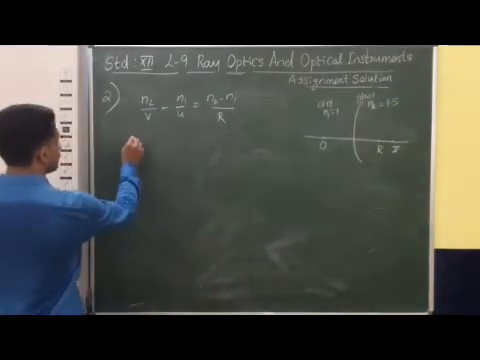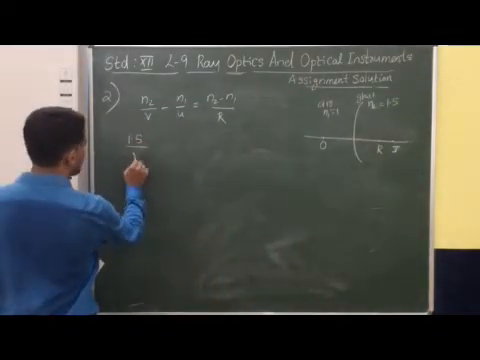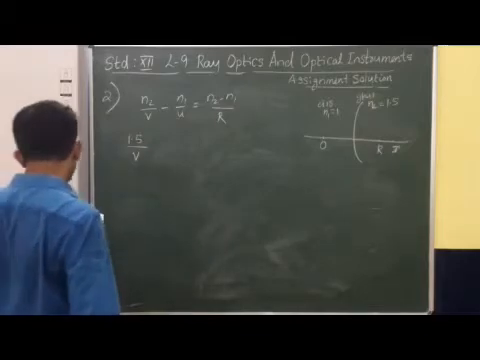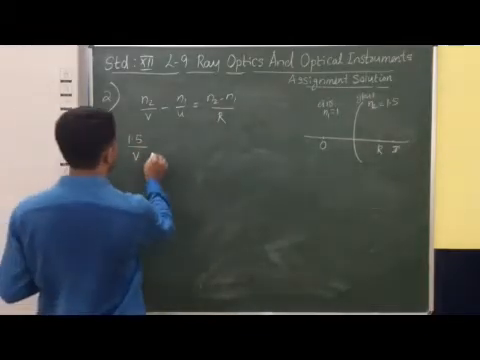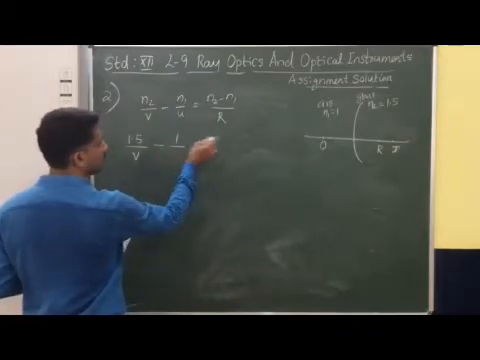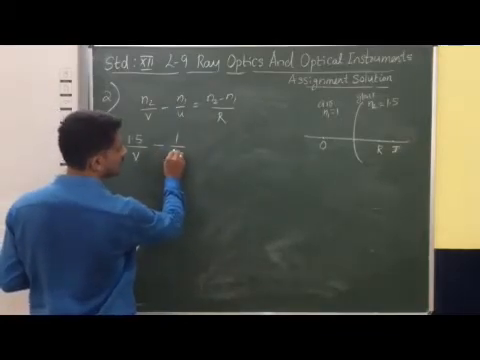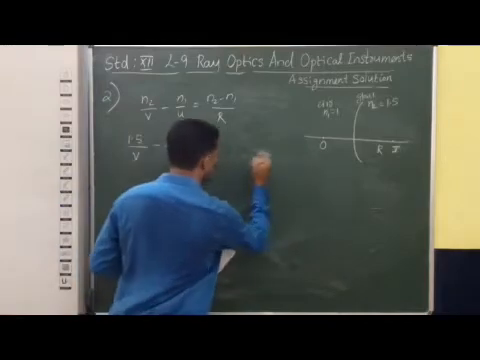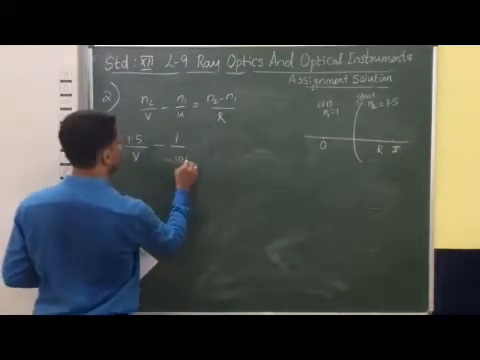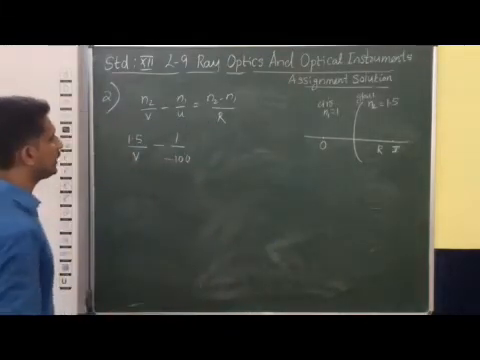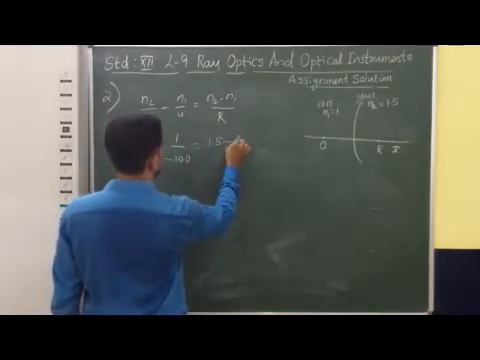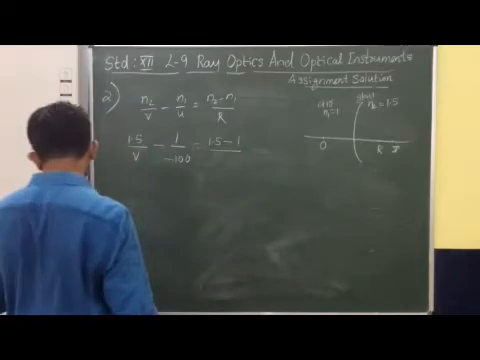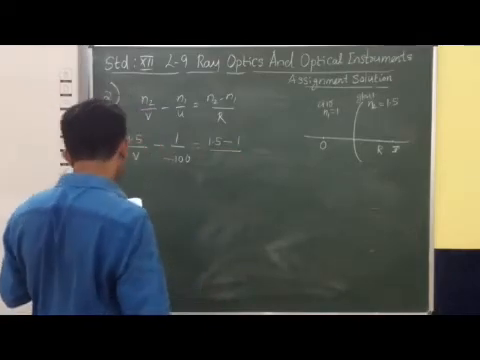Now we can substitute. 1.5 divided by V, V only we want to find, the image formation. So 1.5 by V minus N1, which is 1, by minus 100. The object is on the left side, so we have to apply Cartesian sign convention along with that. So 1.5 by V minus 1 by minus 100 is equal to 1.5 minus 1 divided by the radius of curvature, which is given as 20 centimeter.